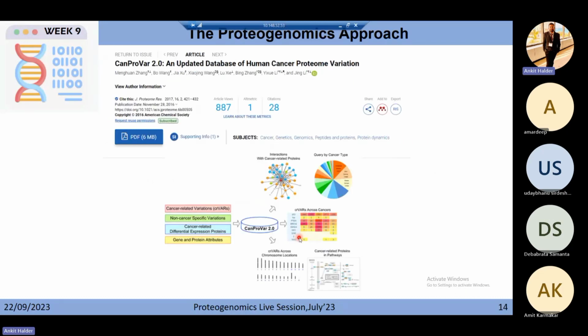So this is the publication which shows the updated database for your human proteome variation. This is again from the group of Bing. What it contains: cancer-related variations, non-cancer-specific variations, cancer-related differential expression of proteins, and gene and protein attributes. It is giving all of these across the cancers, across chromosome locations, and across related proteins in pathways.